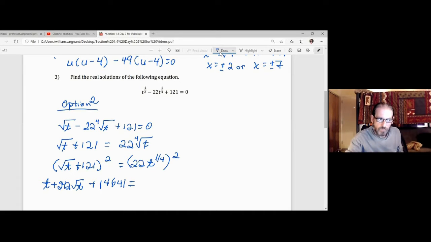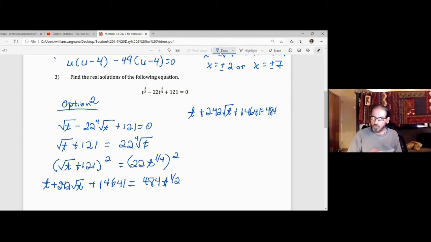Whereas on the right-hand side, square the 22, and that's going to give us 484. And then when you square the fourth root of t, t to the 1/4, that's t to the 1/2. As I said, that is the same as the square root. So t plus 242 square root of t plus 14,641 equals 484 square root of t.